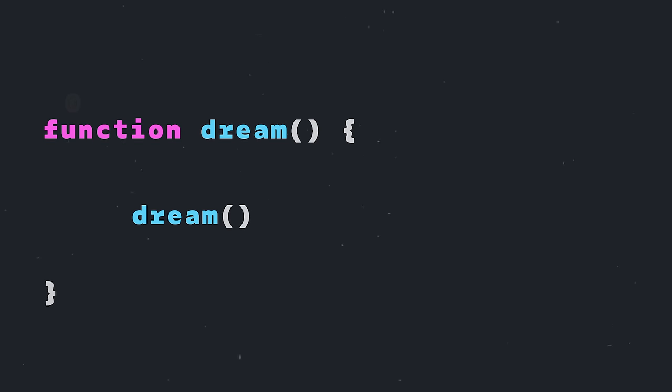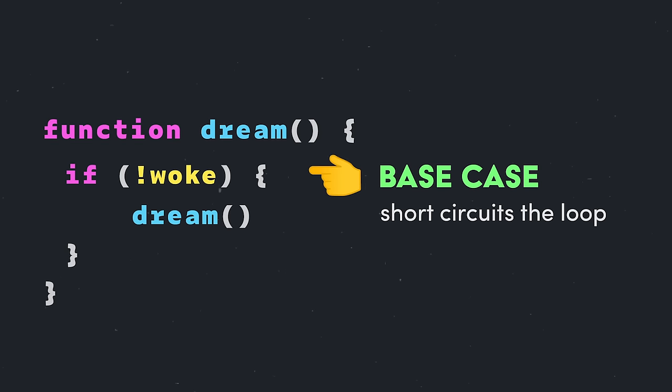That's why recursive functions have some sort of stopping point, like some conditional logic that tells the function to stop calling itself when a condition has been met.